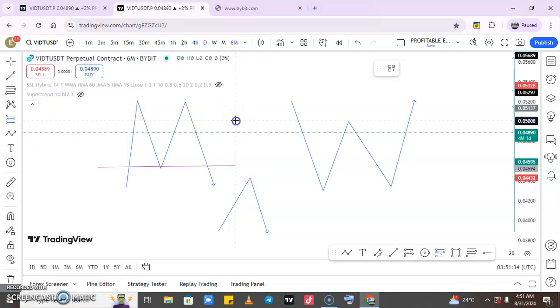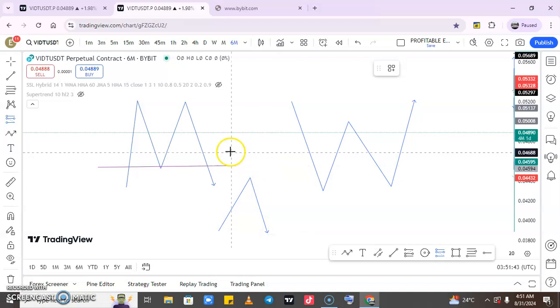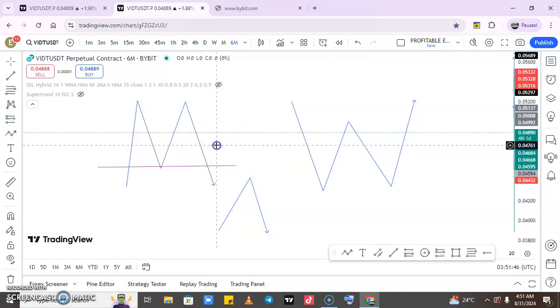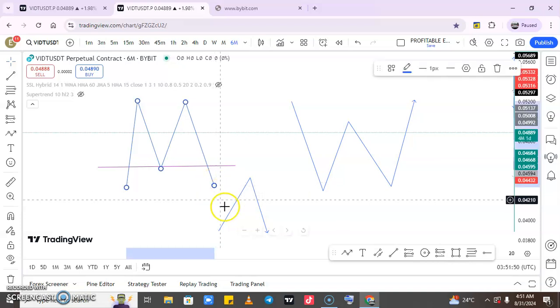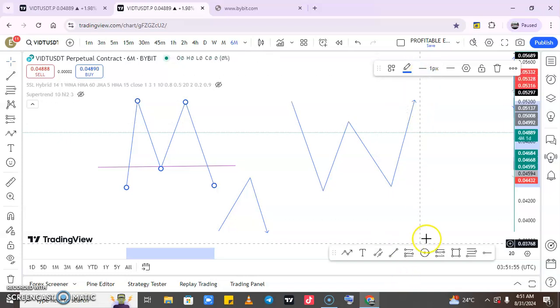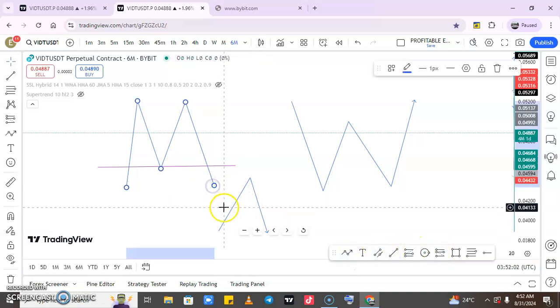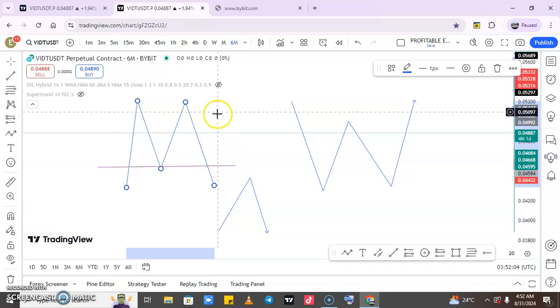My short position, I'll just place it here. I don't know why it's not popping out. I'll place my short position here, and I'm expecting the market to come back and test the zone. I'm expecting the market to come back and retest this zone, then I will enter for a sell.